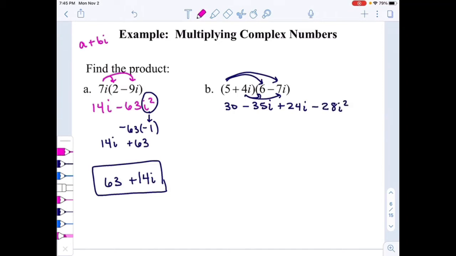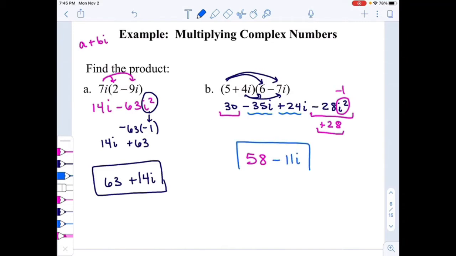And just like what we did with our i squared before, as soon as we see an i squared, we have to remember that that's a -1. And if we have a -28 and a -1, that's going to give us a positive 28. And if we combine our real units, we have 30 added with 28, which is going to give us a 58. And then our imaginary units, a negative 35i and a positive 24i. That's going to end up leaving us with a negative 11i, so minus 11i.